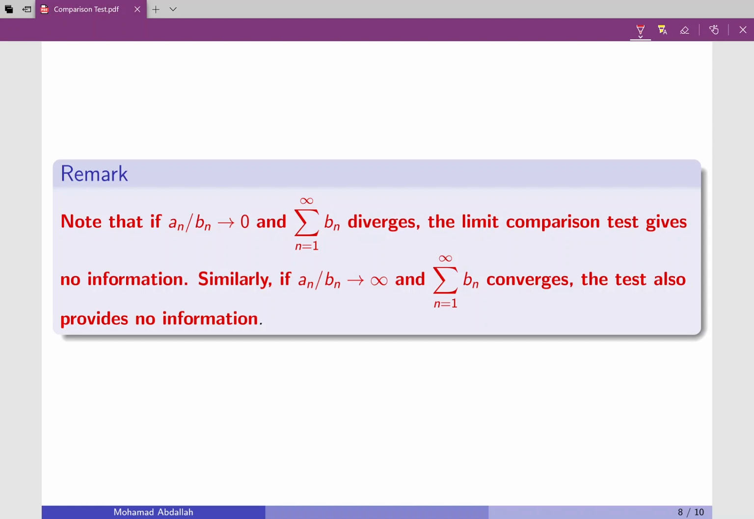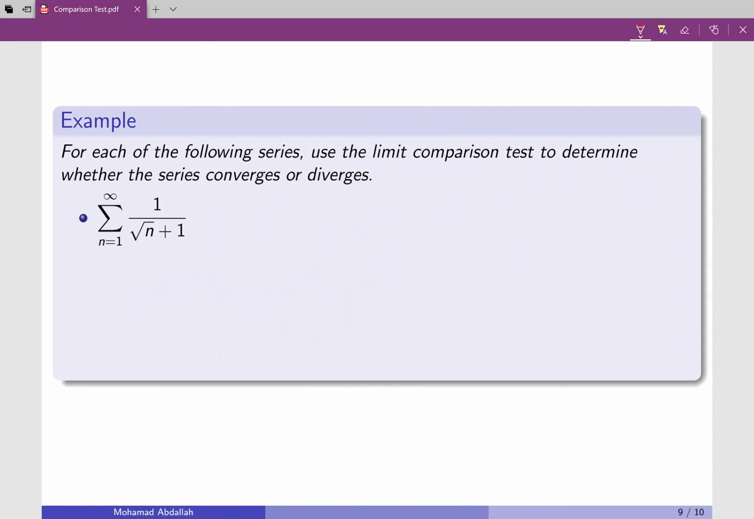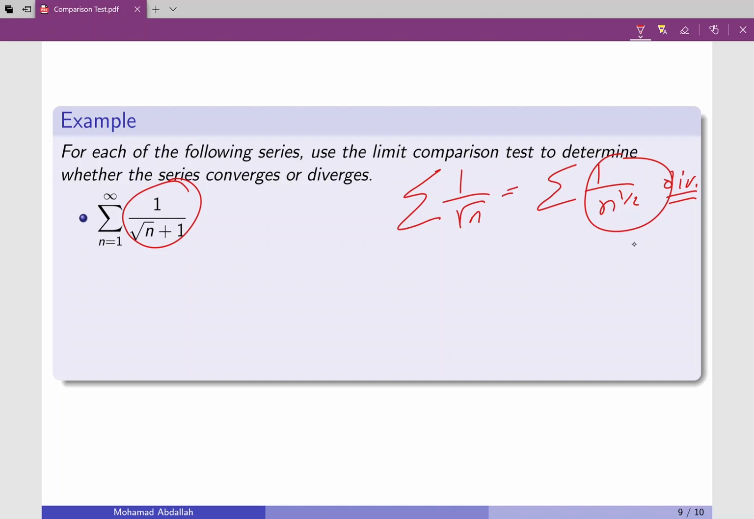Okay. Let's take a look at some examples. For example, here the direct comparison test doesn't work, because you have to think of comparing this to 1 over root n. And we know that the summation of 1 over root n, which is the summation of 1 over n to the power 0.5 or 1/2, as a p-series, is divergent. So you want to make this bigger than this, but actually this is less than this. 1 over radical n plus 1 is less than 1 over radical n.